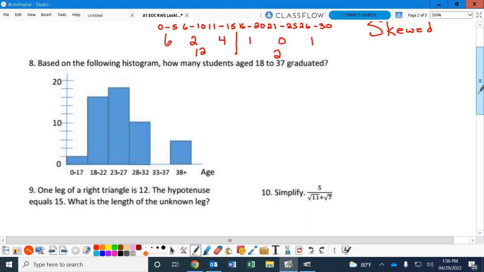This is another one that's about a histogram. It's going to ask you about how many students are age 18 to 37 that graduated. So look right here. 18 to 37. This whole area. So we're talking about this group, this group, this group, and this group, but there's nothing in that one. So that one's easy. That one's 0.